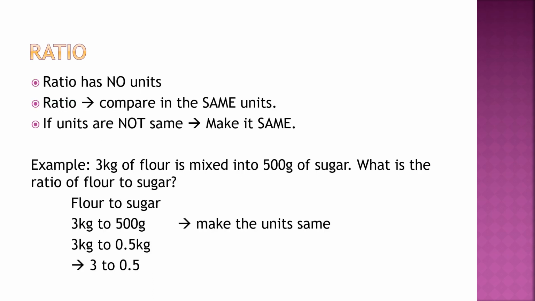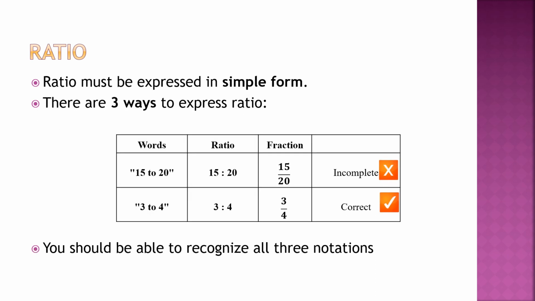Ratio has no units. Why does it have no units? Because you're comparing both of the same units, so it will cancel off. If units are not the same, you got to make it the same. Example, 3 kg of flour is mixed into 500 grams of sugar. One is in kg, one is in grams. So you got to make the units the same. Flour to sugar is 3 kg to 500 grams. So you will change both to kg. You'll make it the same. So it will be 3 kg to 0.5 kg.